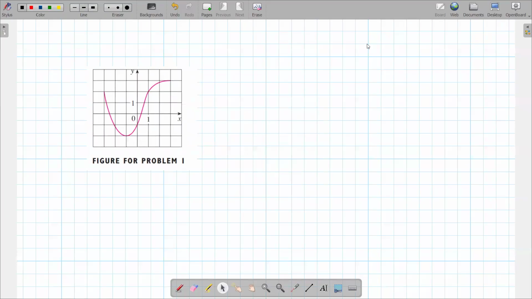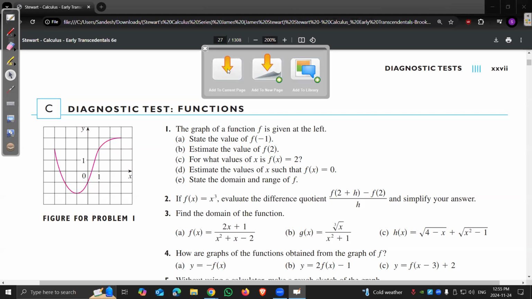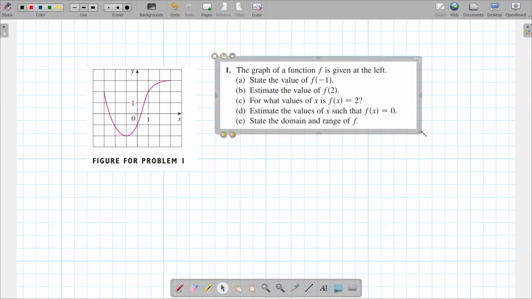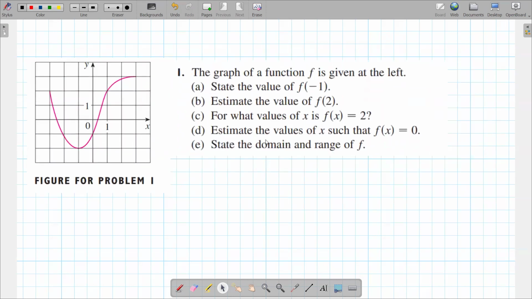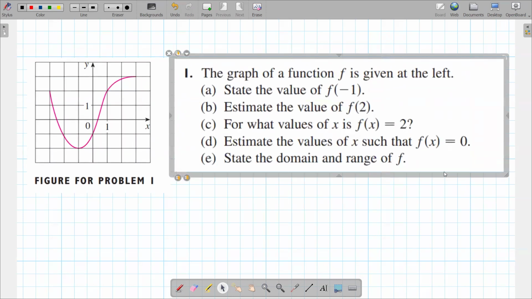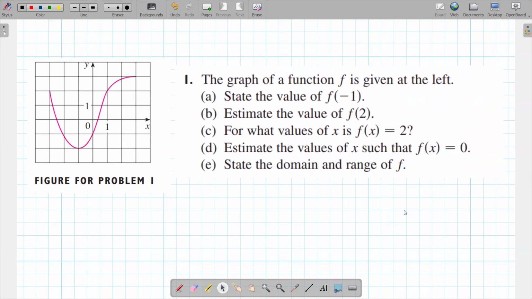Let's work with this figure that they've given us. Again, I don't think this is very hard. I think all of them are gonna be 5 to 10-second answers each. Part A says state the value of f of -1. What's f of -1 from the graph?